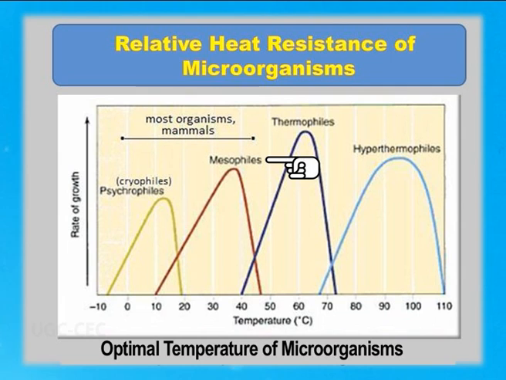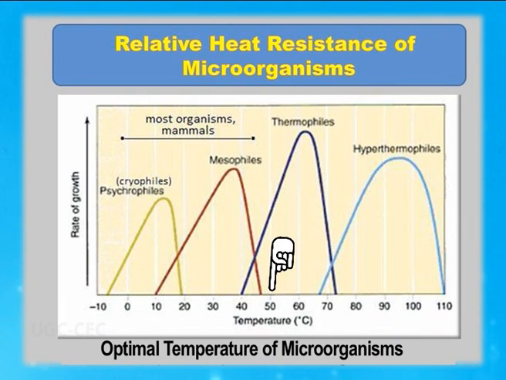Now, when we want to subject our food to heat, we have to take into account the kinds of microorganism that is present. If the microorganism present in the food item is, say, a mesophile, then we have to give a temperature which is more than 50 degrees Celsius. Because after 50 degrees Celsius, if we treat it, the mesophiles will not survive.